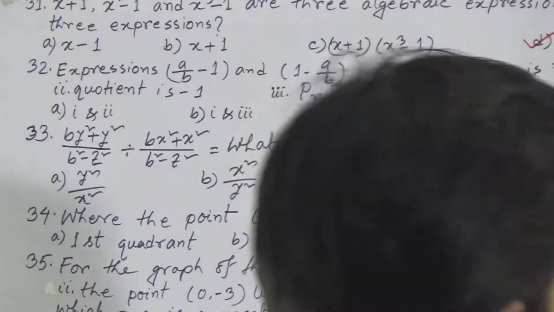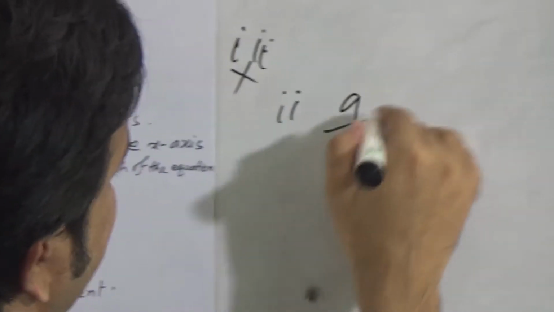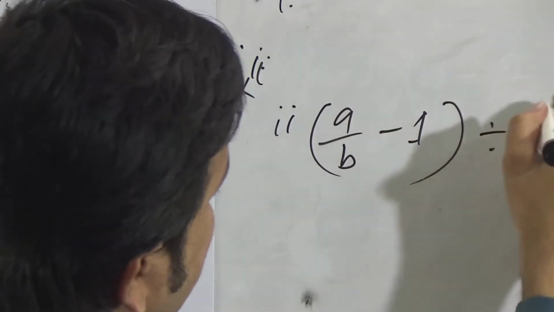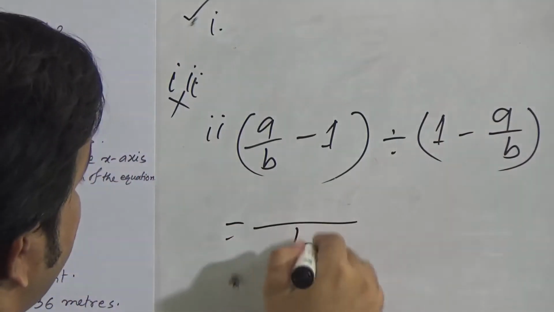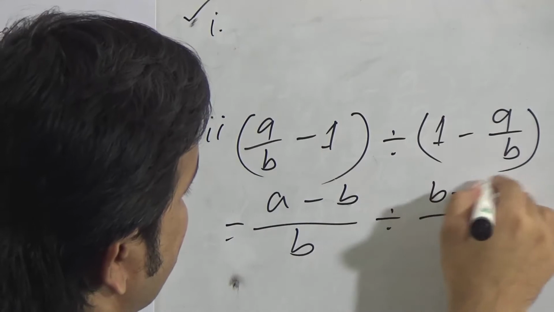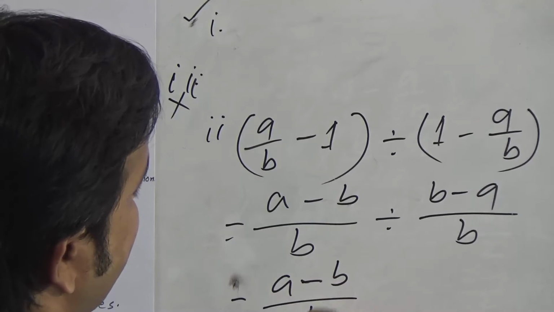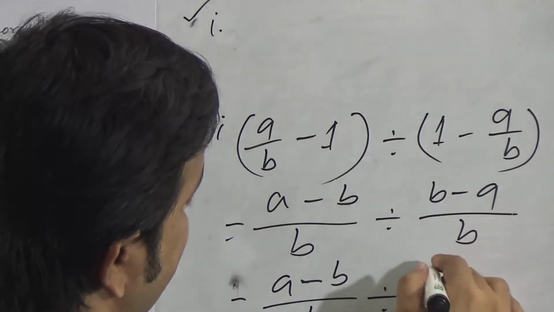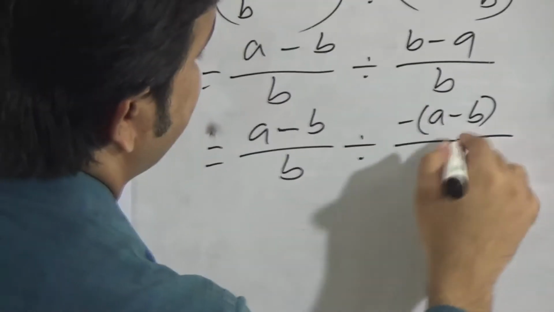What is the next one? It means we have to find the quotient. We have to find the quotient, that is a by b minus 1. We have to divide this by 1 minus a by b. Okay. Now see, b, a minus b, division, b minus a. So we can write here a minus b, division, we can write here, take minus common, this should be a minus b and here is b.